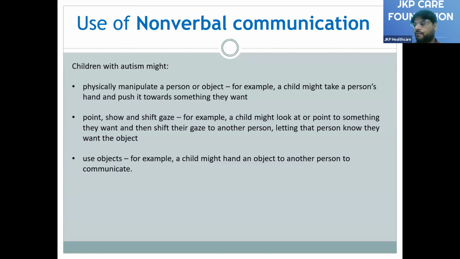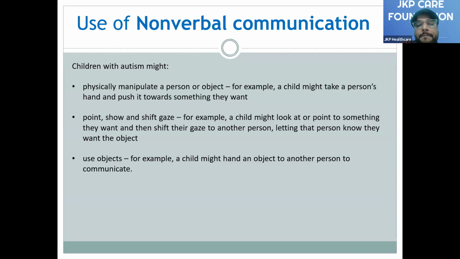Like, if I want something, I will do one thing. I will first look at the object, point it out, and then look at you. Then object, then you. मैं आपको देख रहा हूँ, मैं ऑब्जेक्ट को देख रहा हूँ जो मुझे चाहिए. That is another way of communicating non-verbally.